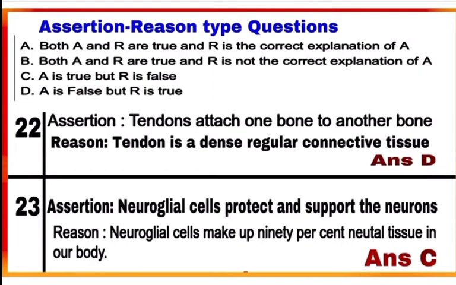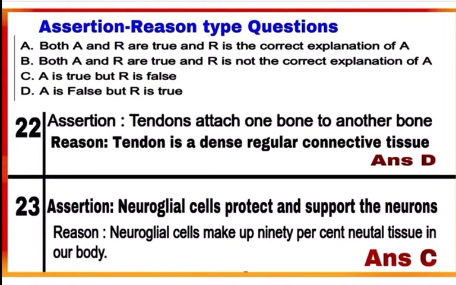In tendons, the collagen fibers are present in rows. Thus, they are dense, regular connective tissue. So, here D is the correct option. A is false but R is true. Question 23. Assertion statement. Neuroglial cells protect and support the neurons. It is true statement. Along with neuron, the unit of neural system, neuroglial cells are present which protect and support the neurons. See the reason statement.